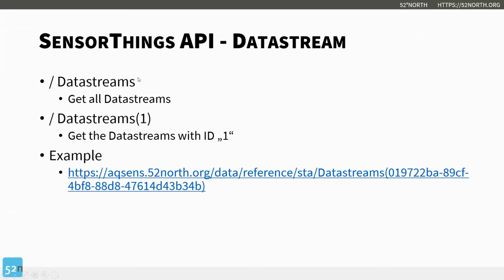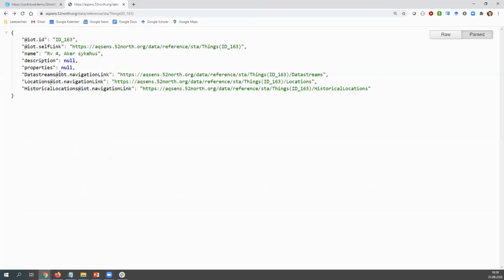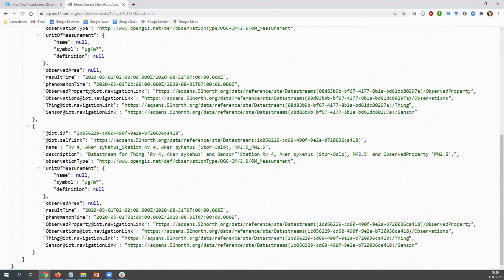Now we would like to get a bit more into the data measured by a certain station. And if we look now again at the browser here, let's go back again to our thing. So we have our Akershus station, and now we would like to see which data streams are there. So we can click on this reference, and for this thing with a specific ID, we get now a list of all data streams available. We see we have 3 different data streams measured by the thing. One is dealing with PM10 data, one is dealing with NO2 data, and one is dealing with PM2.5 data.